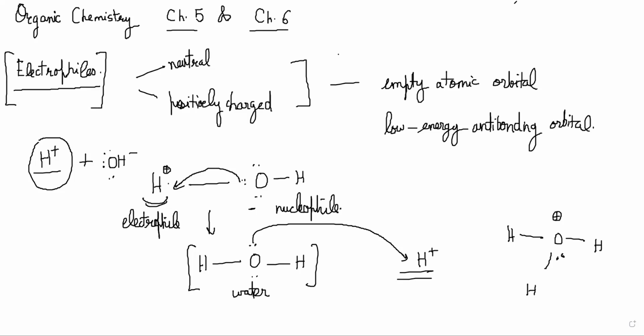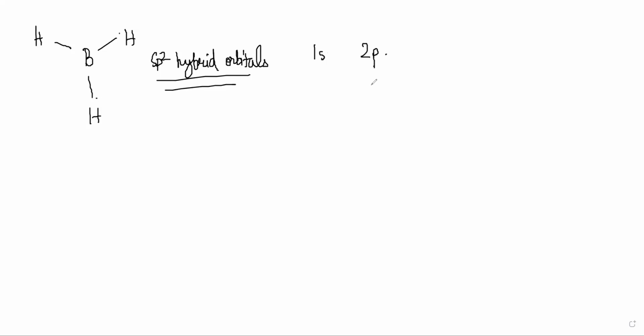So H plus was the simplest electrophile, which had an empty 1s orbital. You could also have things like boron hydride, which has empty orbitals again, but it is not a 1s orbital. Actually, it's an empty p orbital, because when boron hydride is formed, these 3 will be taken up by sp2 hybrid orbitals. How does an sp2 hybrid orbital get formed? There is one s and 2 p's, so one p is remaining.